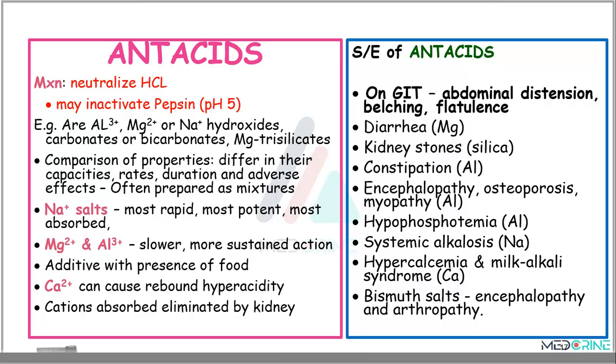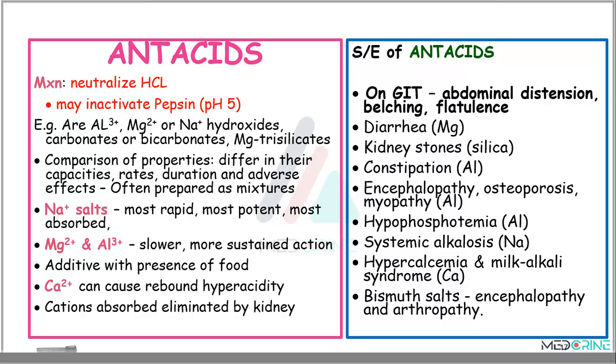We have also antacids that we use to neutralize HCl. They may inactivate pepsin, and they are either aluminium compounds, magnesium, sodium hydroxide, or carbonates or bicarbonates, or even sometimes magnesium trisilicates. The comparison of the properties differ in their capacities, rates, duration, and adverse effects. They're often prepared as mixtures.